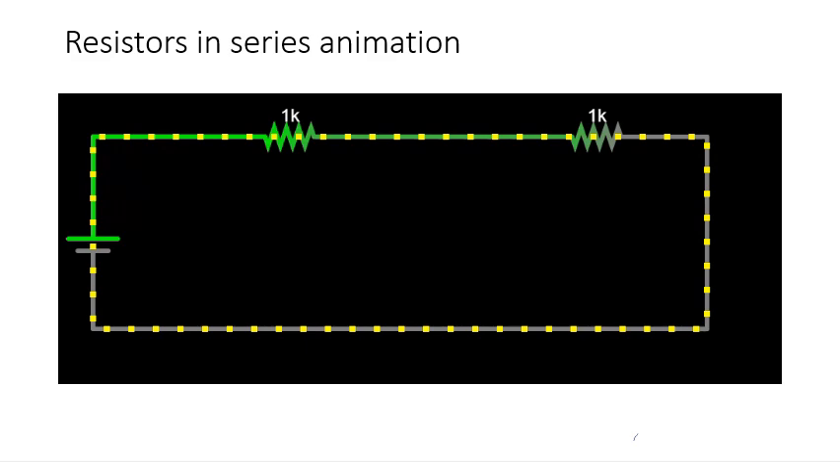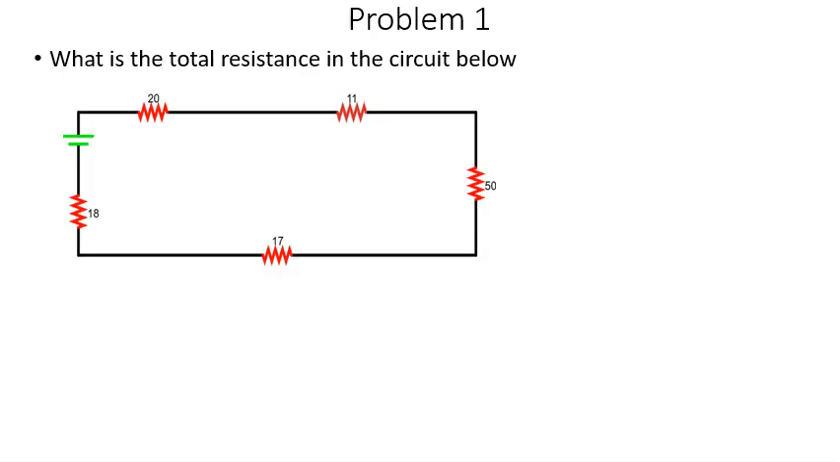I think from here we should take an example so that we really understand, in case there's a question, we'll know how to handle it. Problem one: what is the total resistance in the circuit below? Note I forgot to add one thing: all the units are in ohms. Resistance is measured in ohms, voltage is measured in volts, and current is measured in amps. These are in ohms; I forgot to add them.